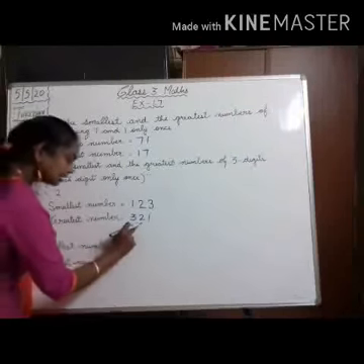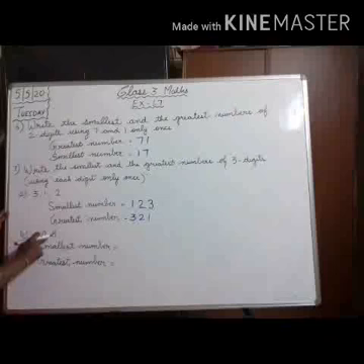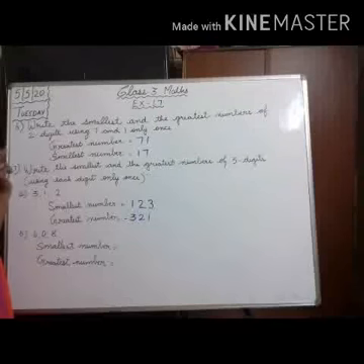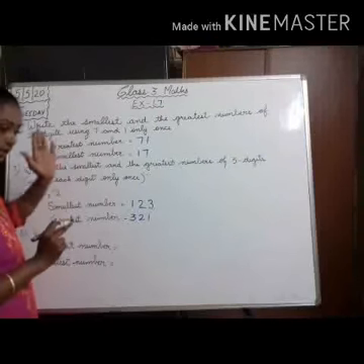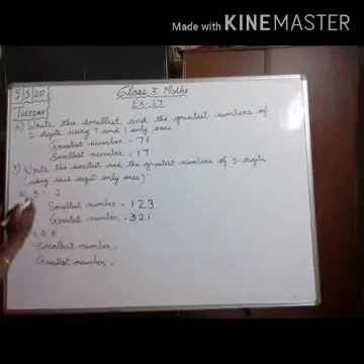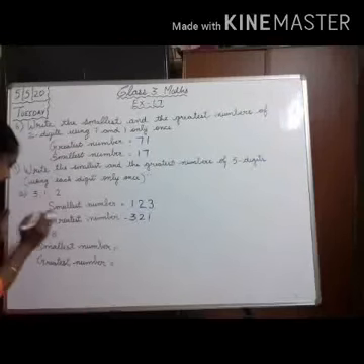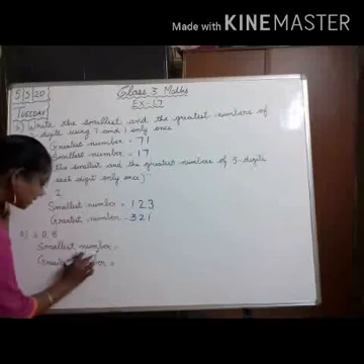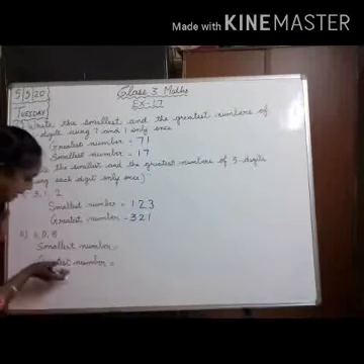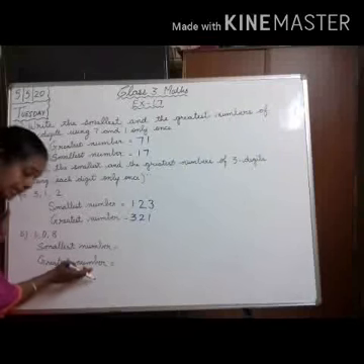Next, 608. We have to find the smallest and greatest number in this. In the first place, the left-hand first place, we should not put 0. So let's start with the next number. The smallest number means ascending order, and the greatest number we have to write in descending order.